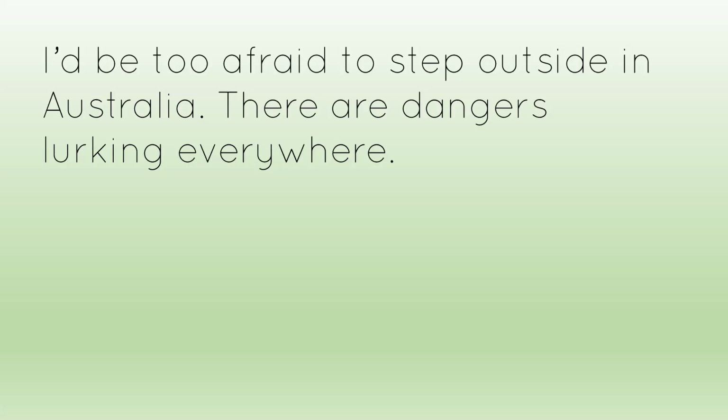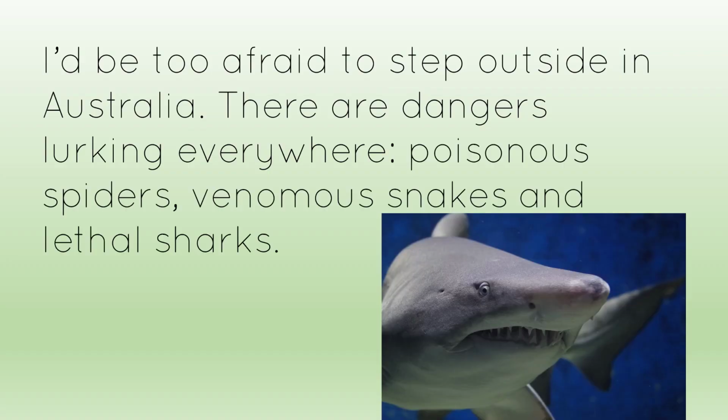So let's look at this example. Here's a sentence without a colon. It's actually two sentences. I'd be too afraid to step outside in Australia. There are dangers lurking everywhere. Now, full stop at the end of that last sentence. That's the door closed. However, I could add extra information if I wanted to make sure the reader understood what I was talking about. What if the reader doesn't know what dangers I'm talking about? So I change the full stop to a colon and add in an explanation.